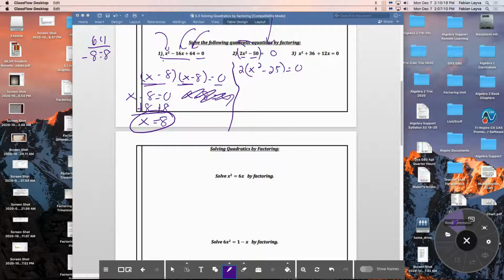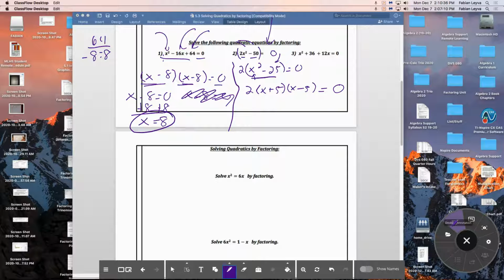Now, we're not done yet because remember, you have to factor completely. You'll notice that that is a difference of perfect squares. So what times itself multiplies to x squared? The answer would be x and x. What multiplies by itself to 25? It'll be 5, make one plus, make one minus. Don't forget your 2 out in front, and that is still all equal to 0.